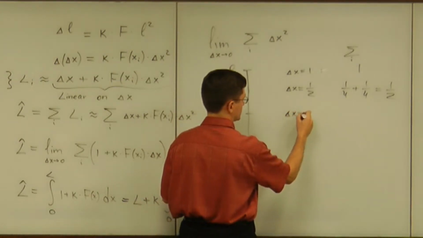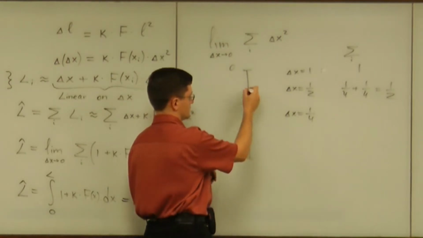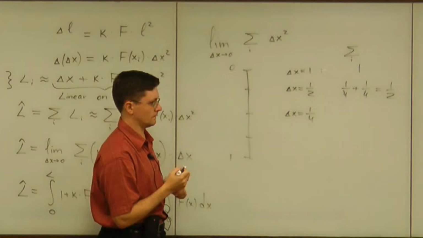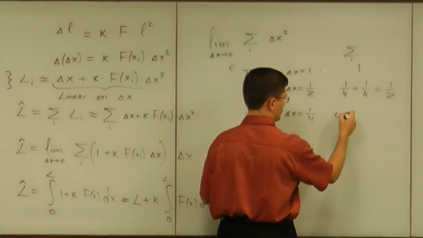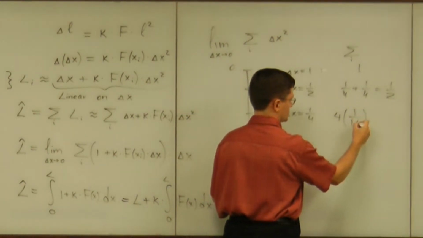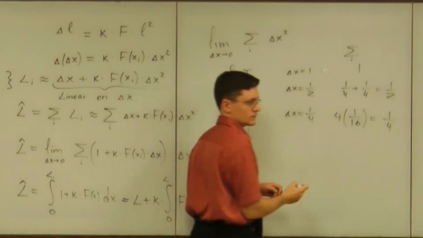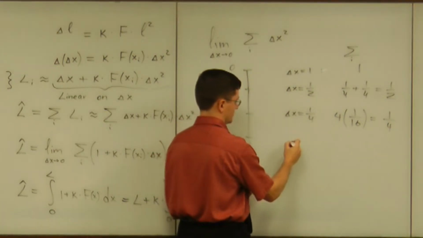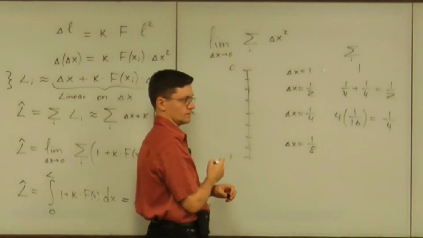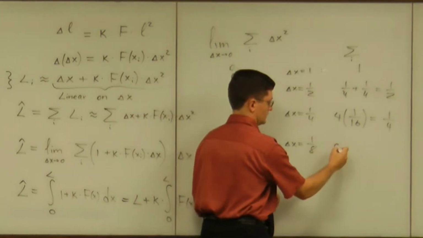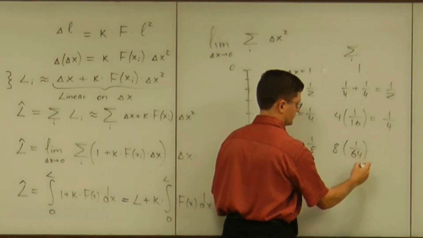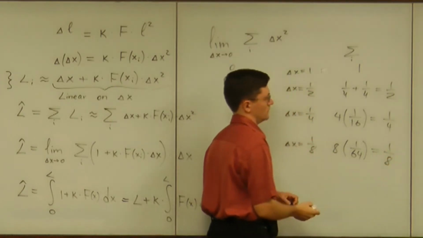And then delta x equals a quarter. So I subdivide further. What's the sum? It is the sum of 4 things, and each thing is what? 1/16. So it is a quarter. And if delta x equals 1 over 8, so I subdivide it one more time. I have 8 elements, each 1 over 64, so it's 1 over 8.